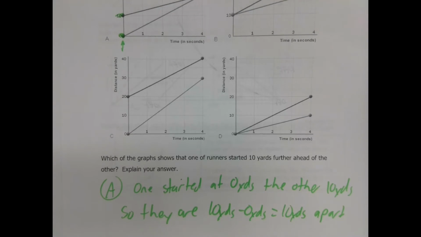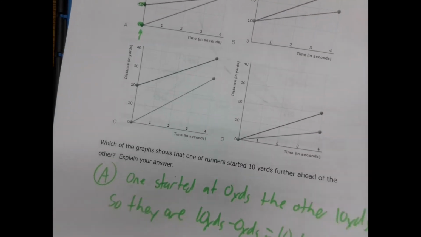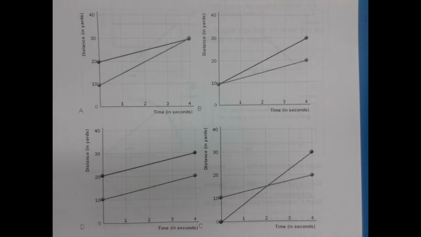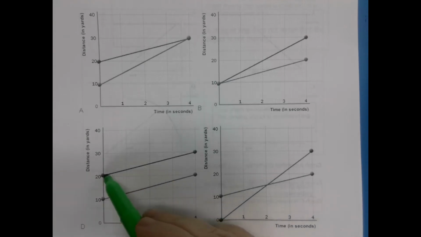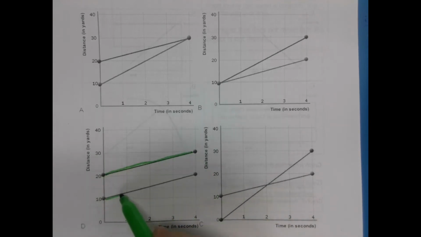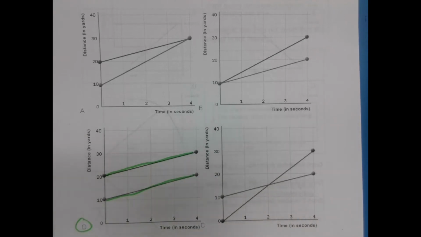For B, they both start at the 10-yard position. For C, they're 20 yards apart. And at D, they both start at 0 yards. In which of the following graphs below are both runners moving at the same speed? It would be D. They're the same slope.